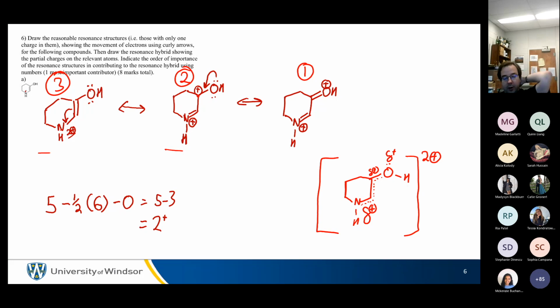Is there another one where there's a lone pair on nitrogen? Yeah, there is. And you can draw that. So let's draw it from here. You can absolutely do that.